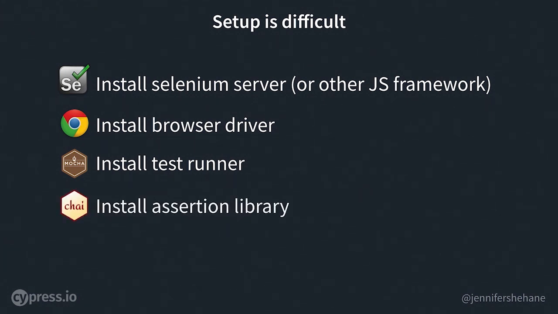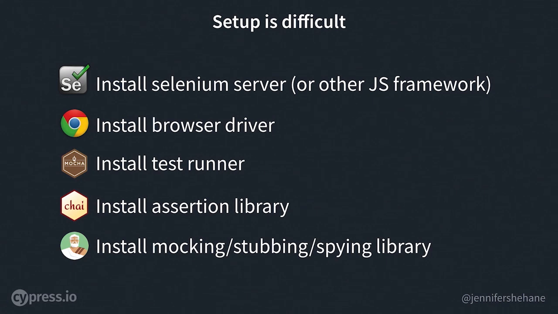You're also likely going to want an assertion library to use a normalized structure for how to assert the state of things in your web application, like Chai or Should. And then if you want to do any stubbing or mocking of functions or API calls or manipulating timers in your application, you'll want to install a library like Sinon to handle that. So this setup process can be really tedious and often is a major blocker for teams to get started quickly doing browser testing.